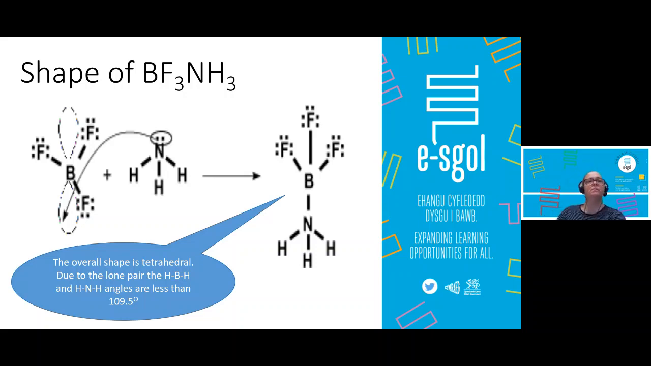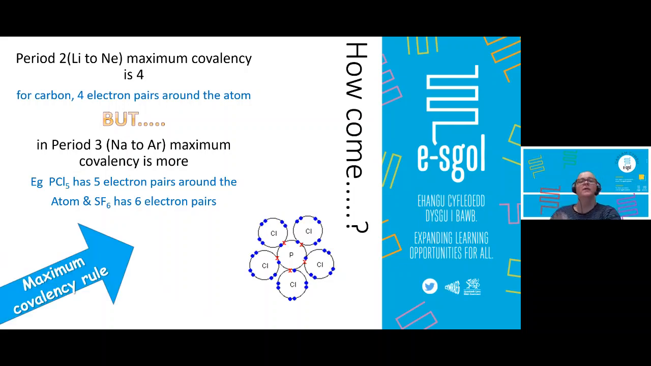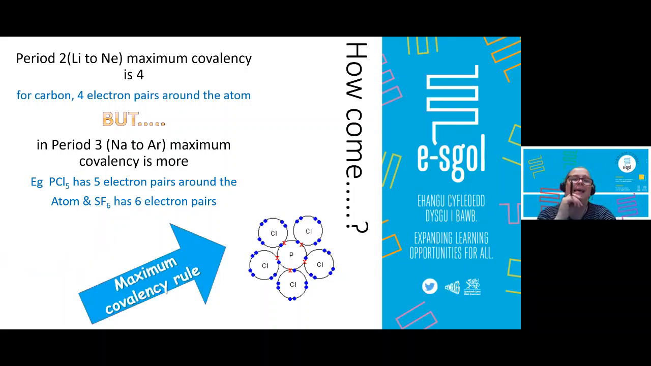Okay, right. Period 2. This is the third thing I want to touch upon, this expansion of the octet rule and why and how it comes about. In period 2, the period that carbon belongs to, you've got a maximum of 4 electron pairs around that central carbon atom. That's why methane is CH4, etc.